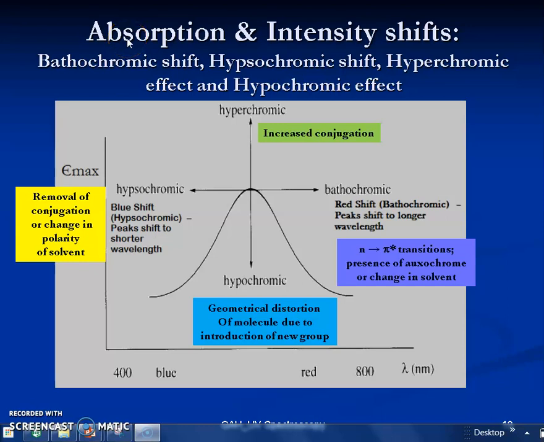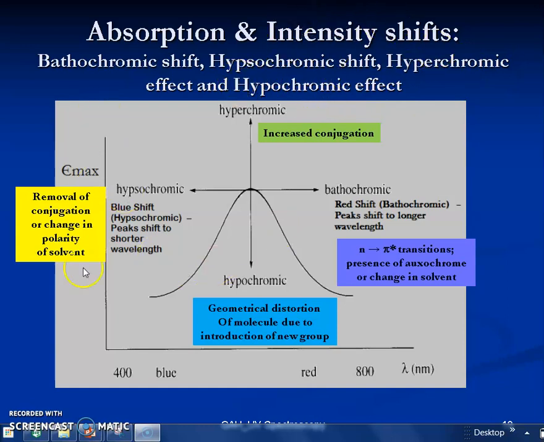Welcome to this session where we'll be discussing the absorption and intensity shifts that are happening in UV spectroscopy. There are two absorption shifts and two intensity shifts which we usually observe in UV spectroscopy. The absorption shifts are the bathochromic and the hypsochromic shifts, and the hyperchromic and the hypochromic shifts are the intensity shifts.